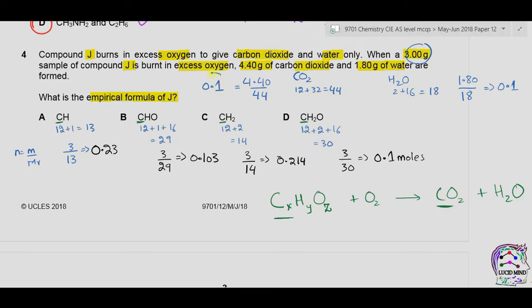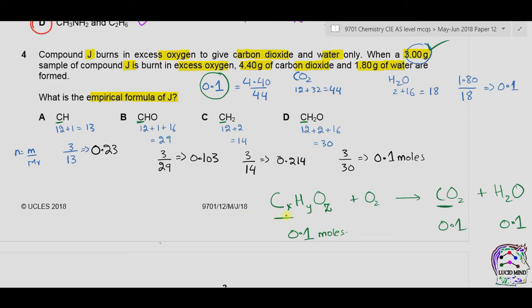As we can see that 0.1 mole of CO2 is formed upon complete combustion and 0.1 mole of water is formed upon complete combustion. So therefore, as the number of atoms is equal, the number of moles should also be equal. So 0.1 mole of compound J burns to form 0.1 mole of carbon dioxide and 0.1 mole of water. Now we have number of moles. We also have mass, which is 3.00 grams.